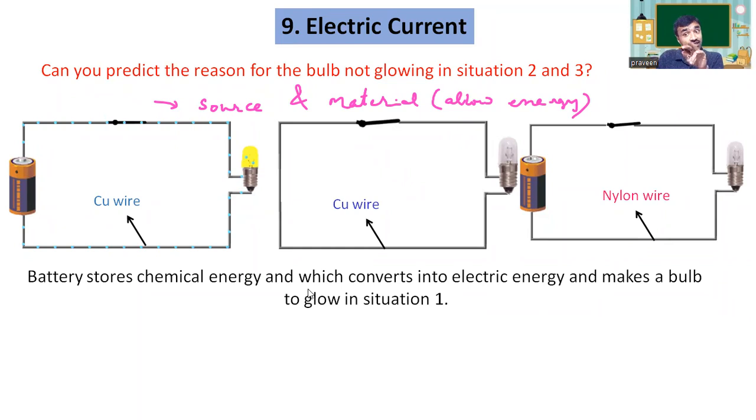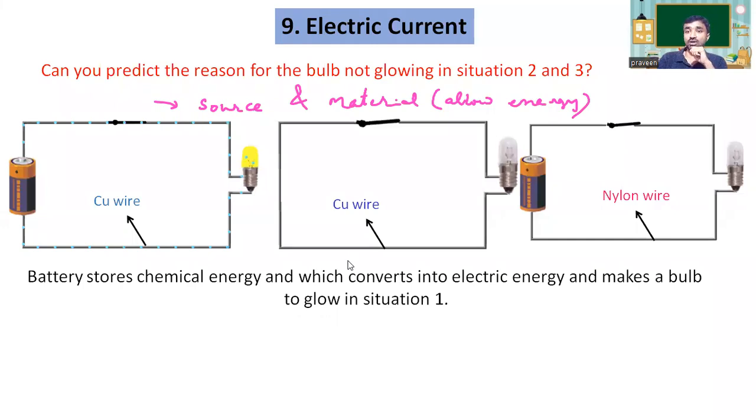Then I am realizing here the difference between situation 2 and situation 1. The difference is the source. So what the source is doing here actually, the source is converting the chemical energy into electrical energy, right? So the battery stores chemical energy, which is converted into electric energy and makes the bulb glow in situation 1. Comparing with situation 2, I compared. Then I realized the battery is responsible.